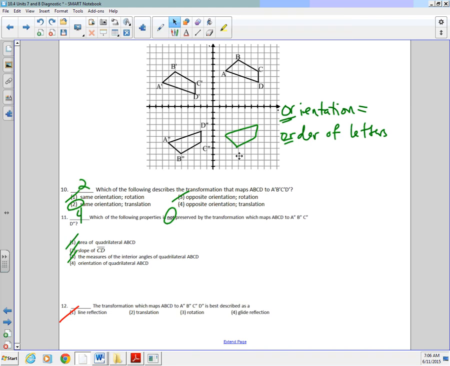Okay, a translation. Well, if I tried to translate this figure, if I slide it over, I hope you would see, I can't do that. I can't just slide it over. So that's out. A rotation.